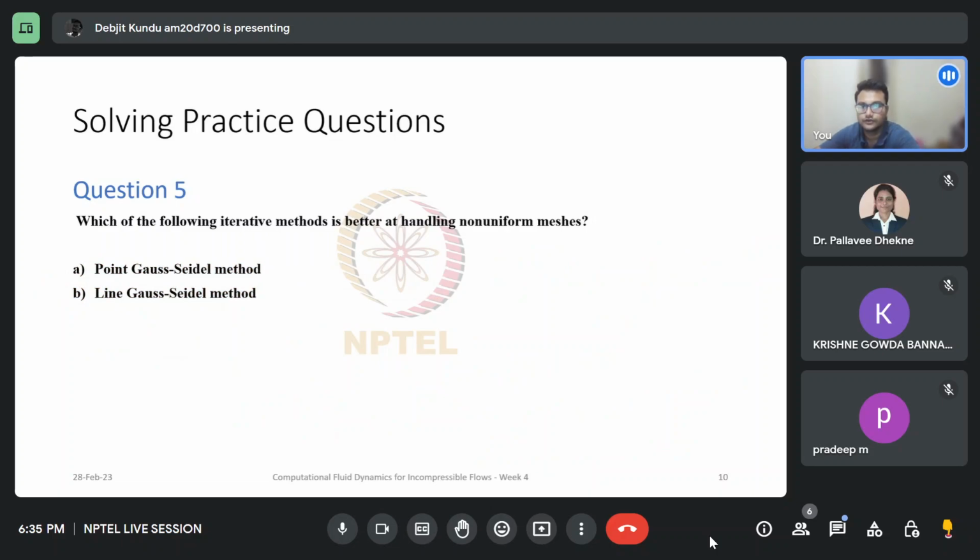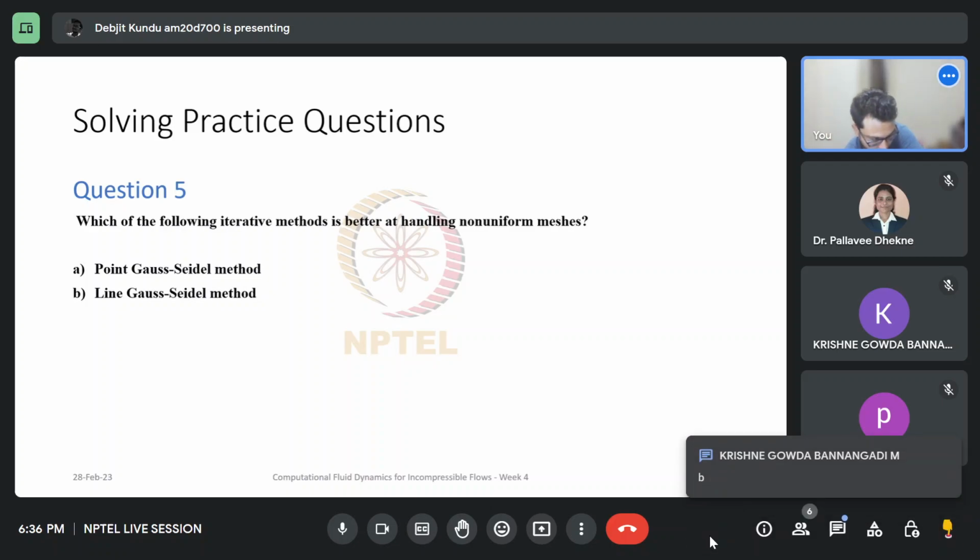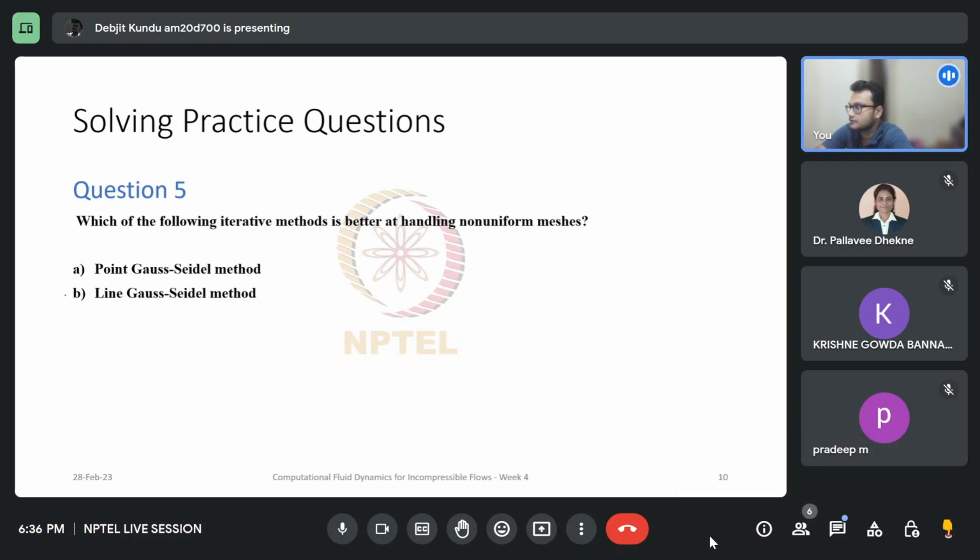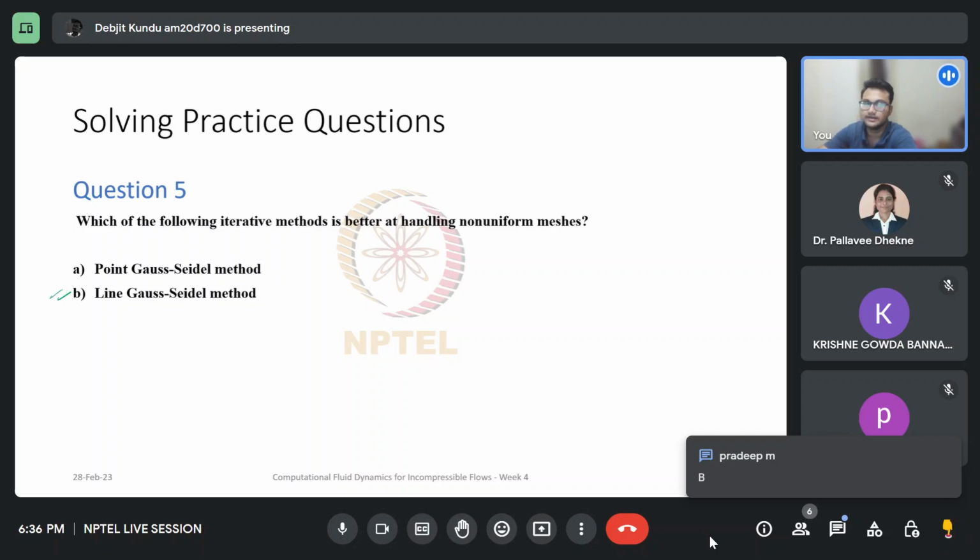We will move on to question number 5 of today's session, which is asking us which of the following iterative methods is better at handling non-uniform meshes? Is it option A, point Gauss-Seidel method, or is it option B, line Gauss-Seidel method? Okay, so we have one answer in favor of option B. Two answers in favor of option B. Let's see what others have to say.